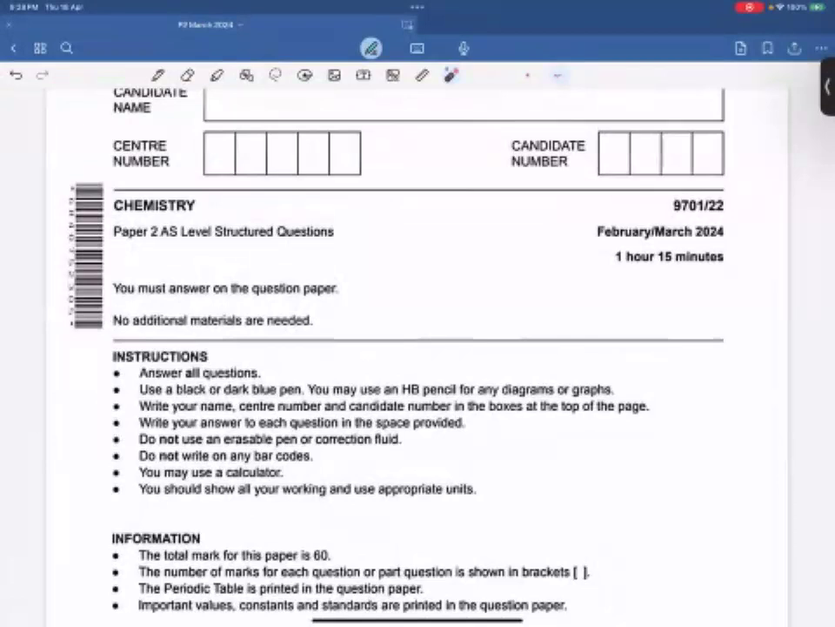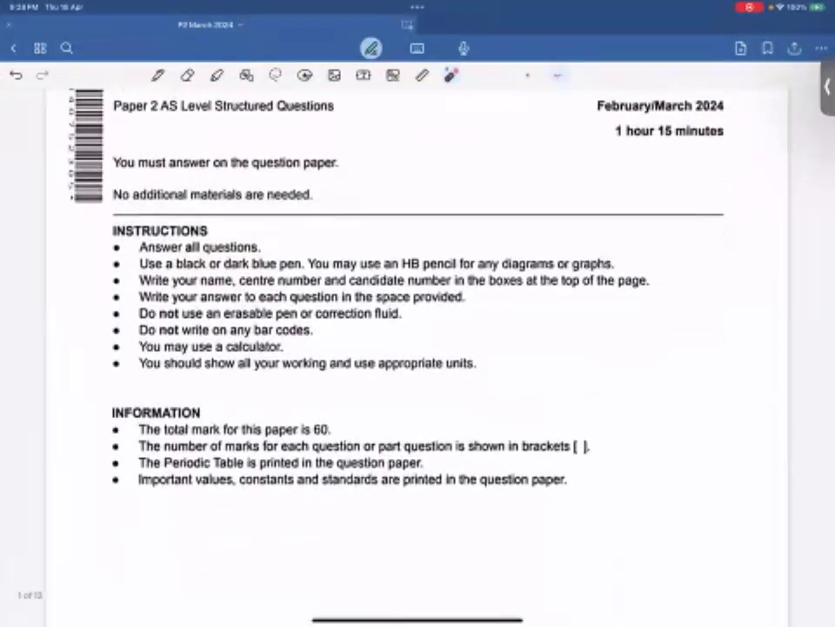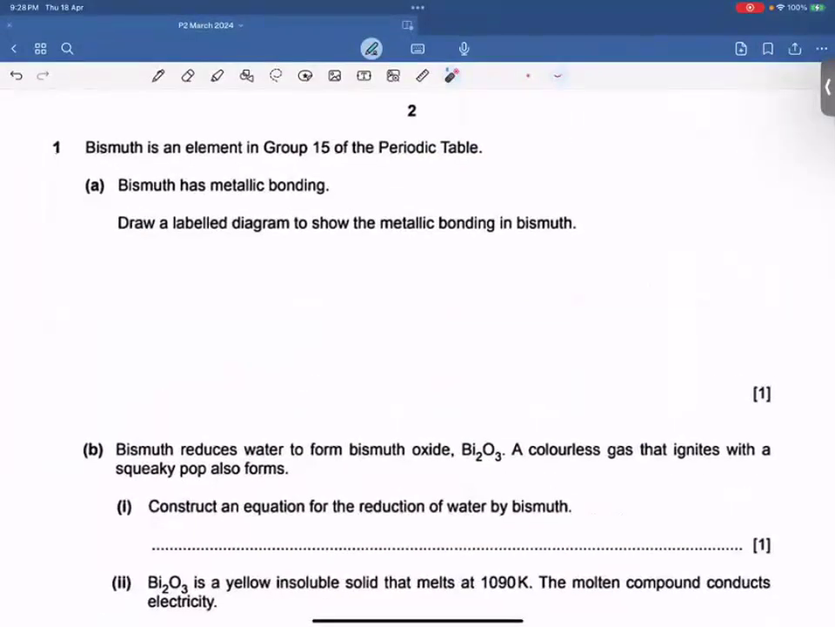Let's start paper 2 of AS level chemistry, February-March 2024, variant 22. The duration of this paper is 1 hour 40 minutes. We need to attempt all the questions. We need to show working where calculation is needed, and we need to use appropriate units. The total mark for this paper is 60. Let's start the paper. Question number 1.